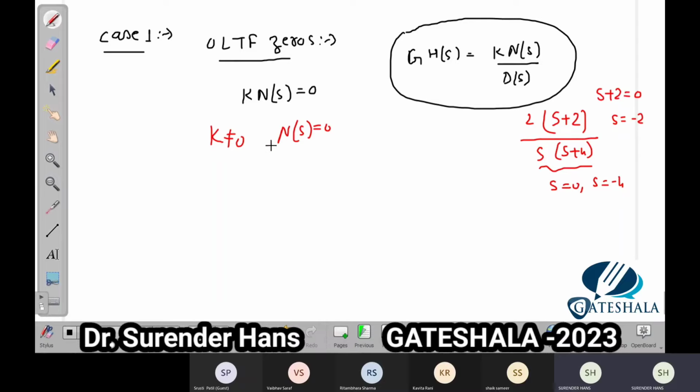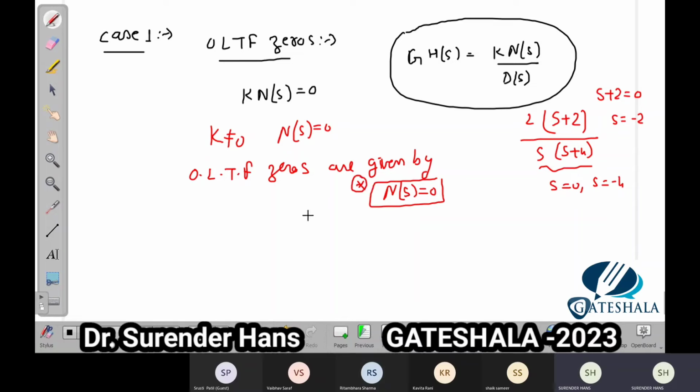So what should I write? Open loop transfer function zeros are given by N(s) is equal to 0. Just keep in mind this, N(s) is equal to 0. It's very important. Open loop transfer function zeros are given by N(s) is equal to 0. Correct? Now case 2.